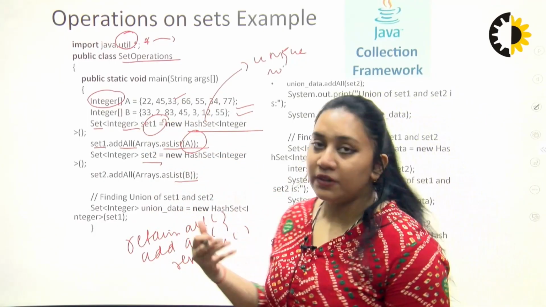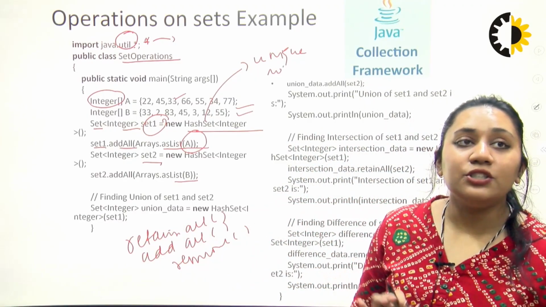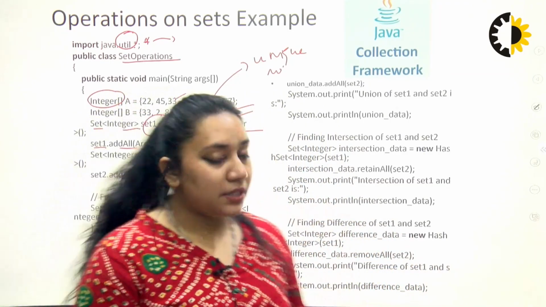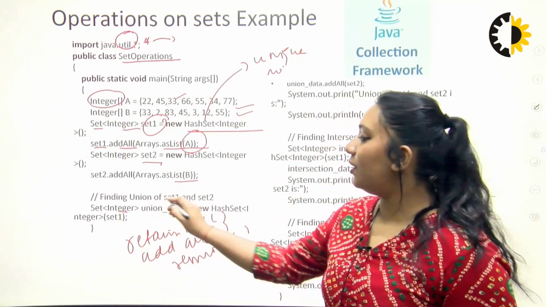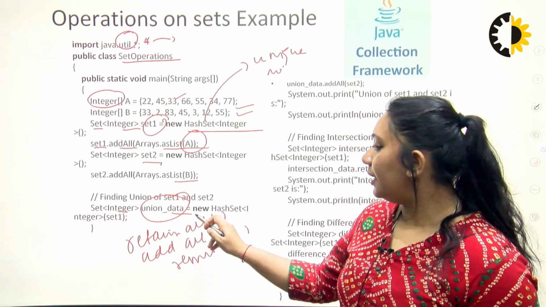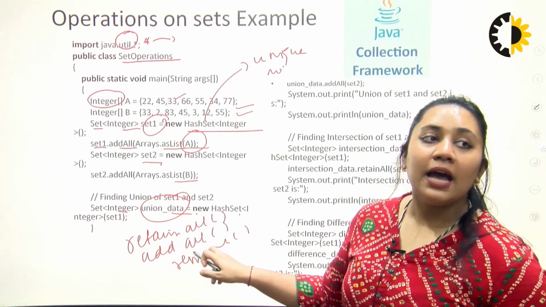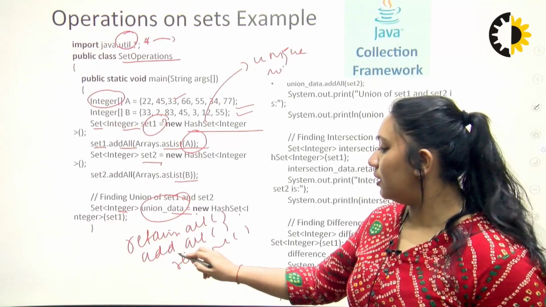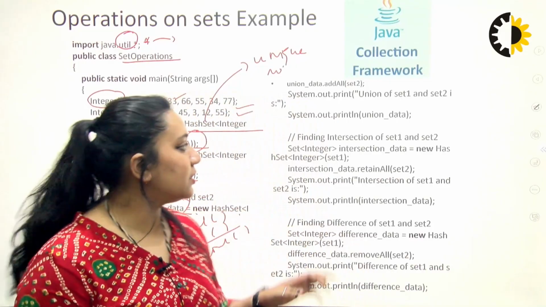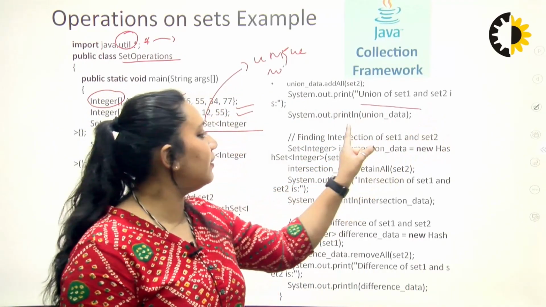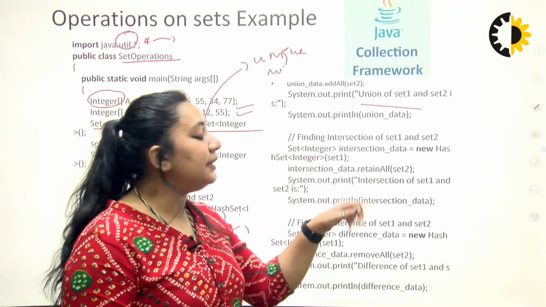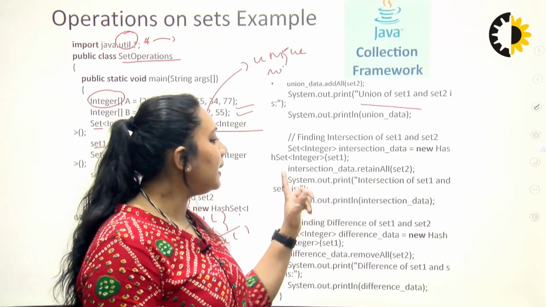After adding the objects, we need to find the union. In union, we just need to perform addAll. So we declare a set for the union data, the creation of the union, as a HashSet. In this union we perform the addAll method, and after that we simply print it. After printing, we need to perform the intersection, where we use retainAll, which gives you the common unique elements.